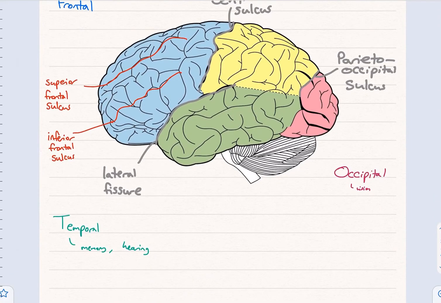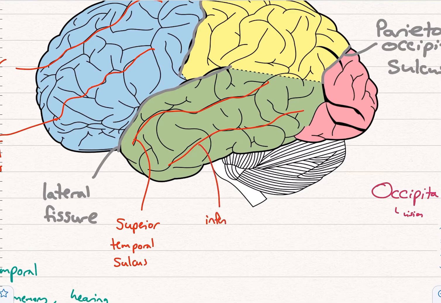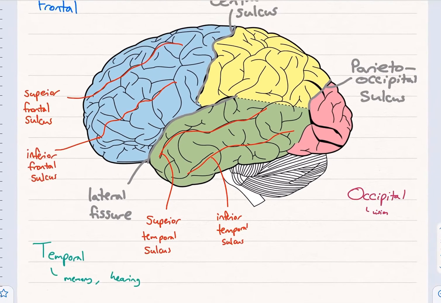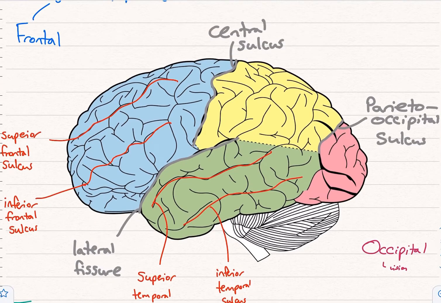After this, we'll go to the temporal lobe. Temporal lobe, like your frontal lobe, has a superior temporal and inferior temporal sulcus, dividing here and here. Superior. And then after the temporal lobe, we'll go to the parietal lobe, and you've got one here called the intraparietal sulcus.